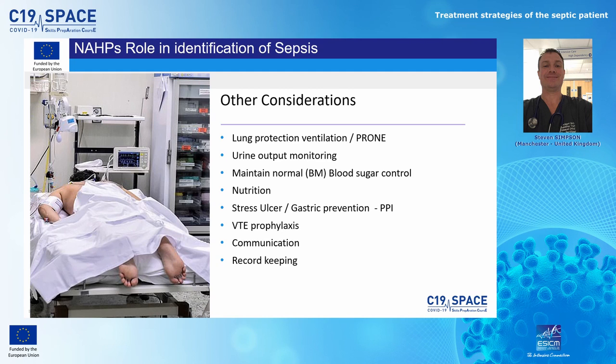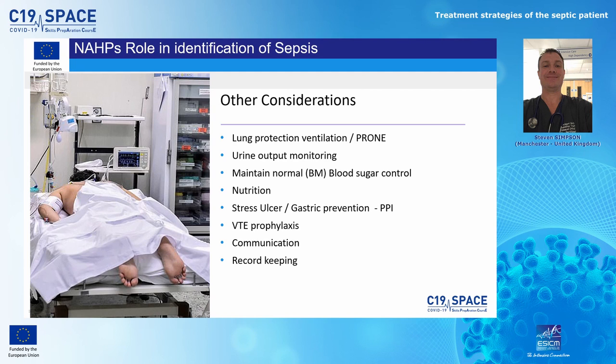Nurses and allied health professionals need to be aware of other considerations in looking after these patients with sepsis. Patients with COVID-19 or adult respiratory distress syndrome may require lung protective ventilation. It has been shown that these patients also have benefit from being nursed prone, being nursed on their fronts. We need to measure the patient's urine output hourly. This is a good marker for end organ perfusion. If a patient is producing urine, we know that we are perfusing the patient's organs properly.